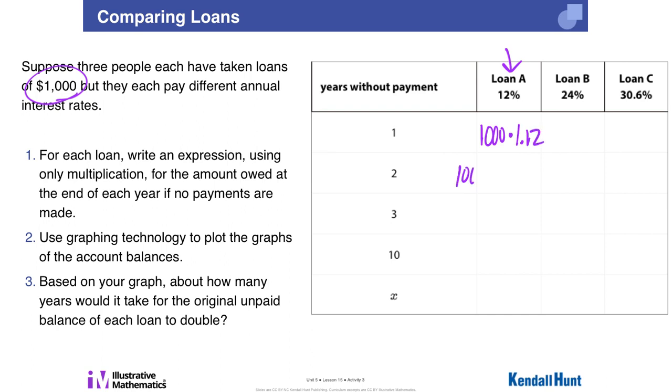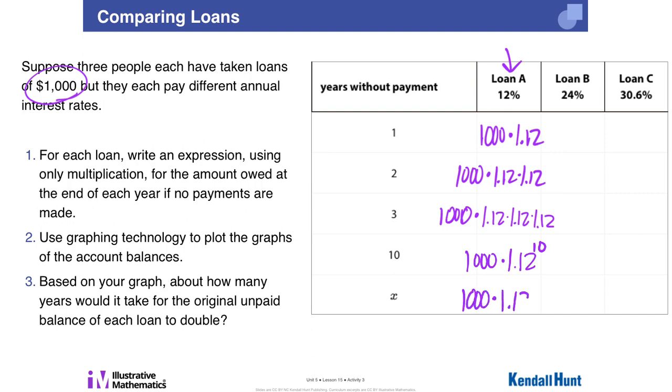After 2 years, you would have started with that $1,000, and now we have to multiply by 1.12 2 times, because now you'll owe that for 2 different years. After 3 years, we would multiply that $1,000 times 1.12 3 times. So we can simplify this. For 10 years, we would take our $1,000 and multiply it by 1.12 10 times. So now I can use an exponent. And in the last line, we're going to simplify this into an equation. So now my exponent is going to be x, representing how many years we've gone without making any payments.